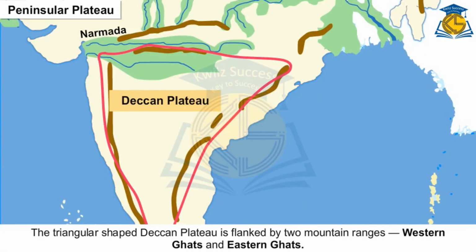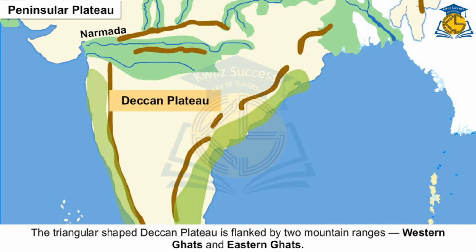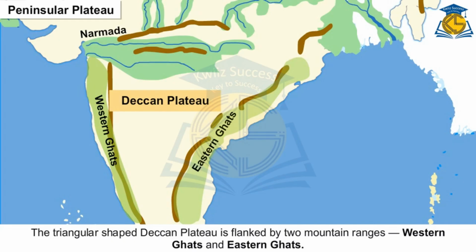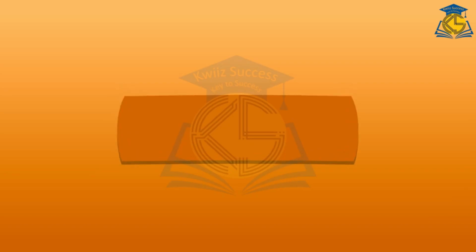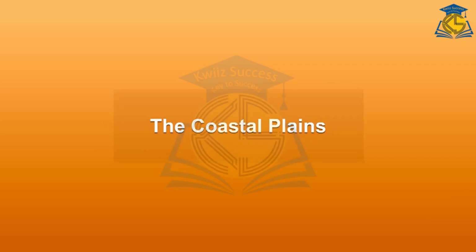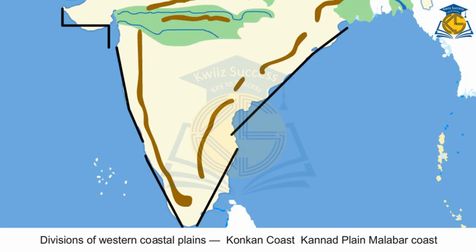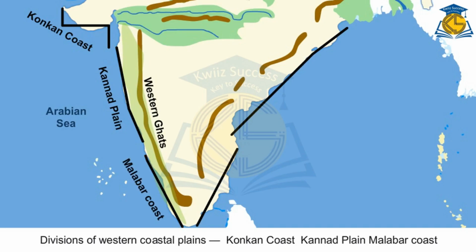The triangular-shaped Deccan Plateau lies to the south of Narmada and is flanked by 2 mountain ranges, Western Ghats and Eastern Ghats. The coastal plains. There are narrow strips of coastal plains on either sides of the Peninsular Plateau. The narrow western coastal plain lies between the Arabian Sea and the Western Ghat. It is divided into 3 parts, the Konkan coast, the Kannad plain and the Malabar coast towards south.